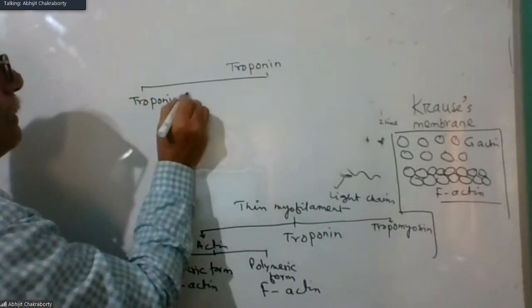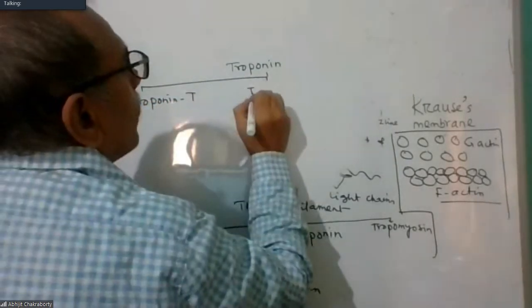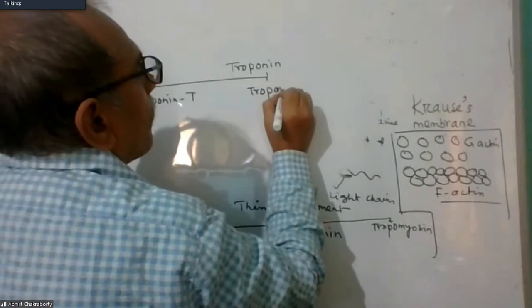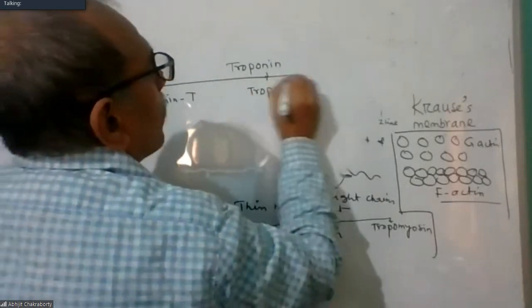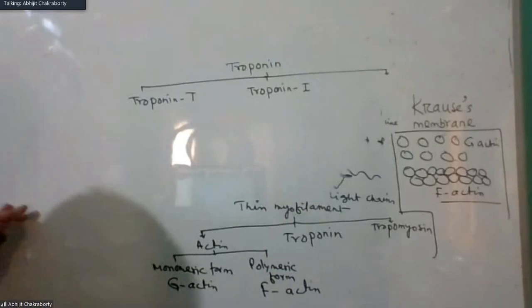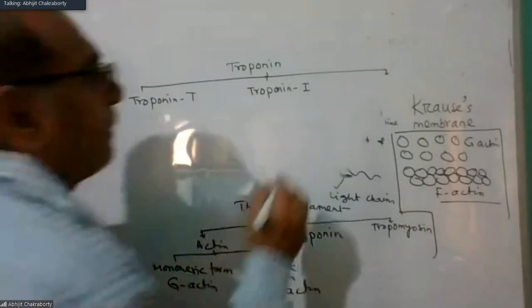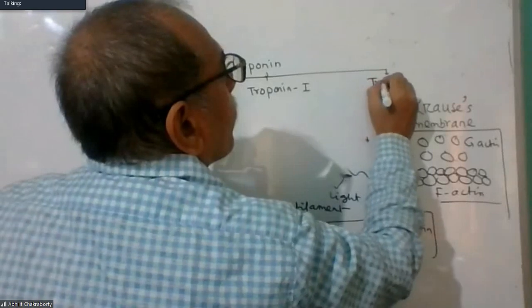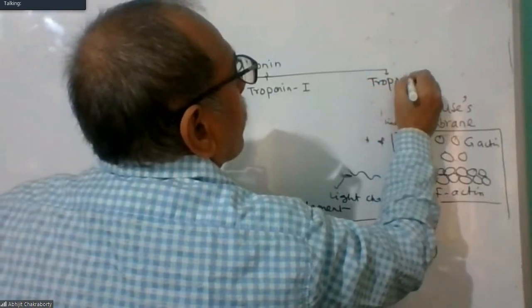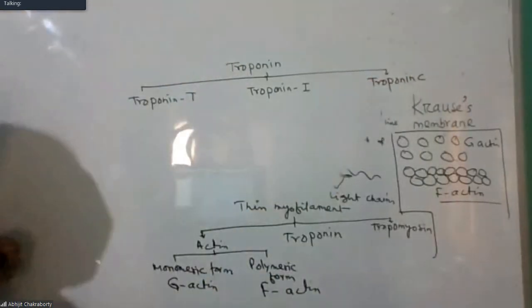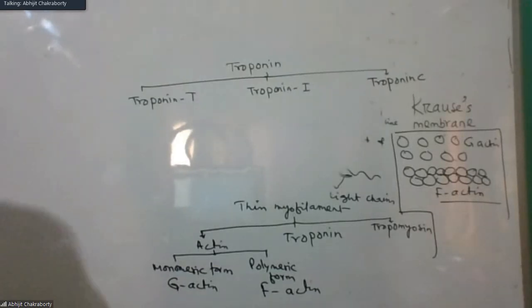Troponin T, troponin I, and lastly troponin C. Troponin is of three types: troponin I, troponin T, and troponin C.